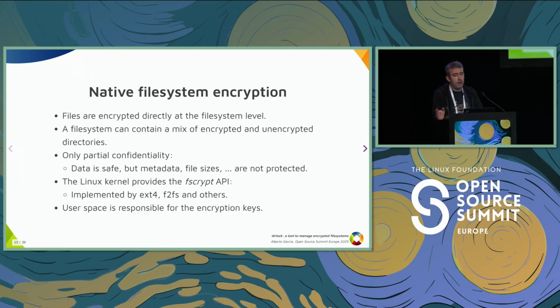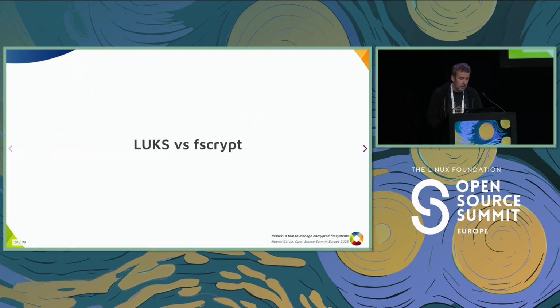And fscrypt is just a kernel API. You give the kernel your encryption key, and the kernel takes care of keeping your files encrypted. But user space is responsible for managing those encryption keys. So that's completely up to user space. The API is not concerned about that. So with these categories in mind, basically the decision is between LUKS and fscrypt.